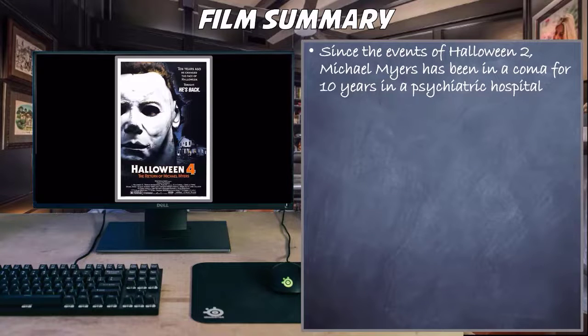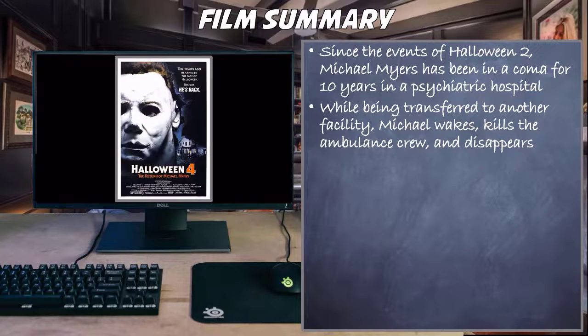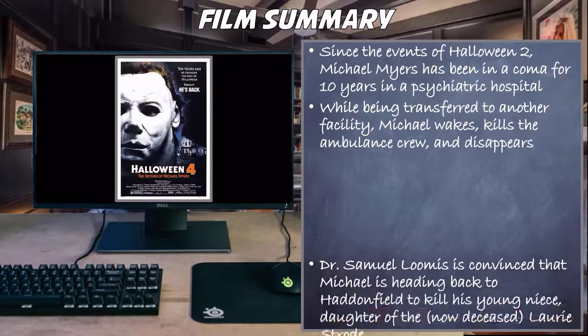Since the events of Halloween 2, Michael Myers has been in a coma for ten years in a psychiatric hospital. At the end of Halloween 2, Michael had been shot multiple times and was then burned severely in a fire. You assumed that he'd been burned to death at the end of Halloween 2. You find out that he did survive in this film, but has been in a coma ever since. While being transferred to another facility, Michael wakes up, of course, and kills the ambulance crew and then disappears.